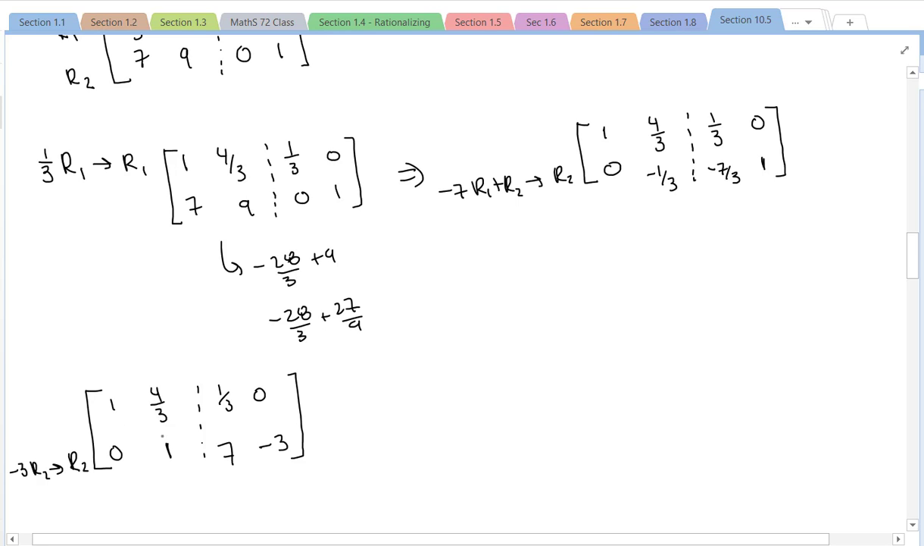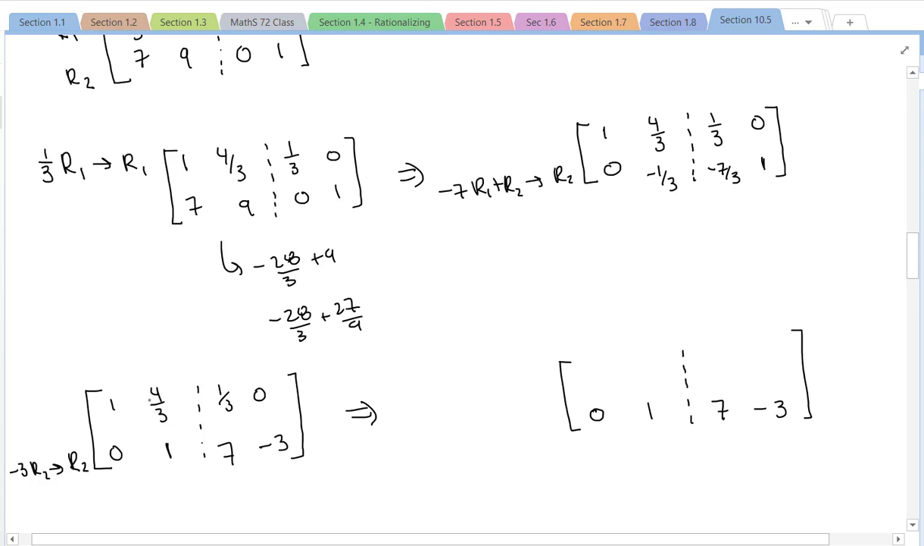Now we need to get a 0 above that 1, and then we'll have the identity matrix there. How do we do that? We're going to manipulate the second row. My second row is going to stay the same: 0, 1, 7, -3. Now I need to get a 0 above this 1. How do I do that?